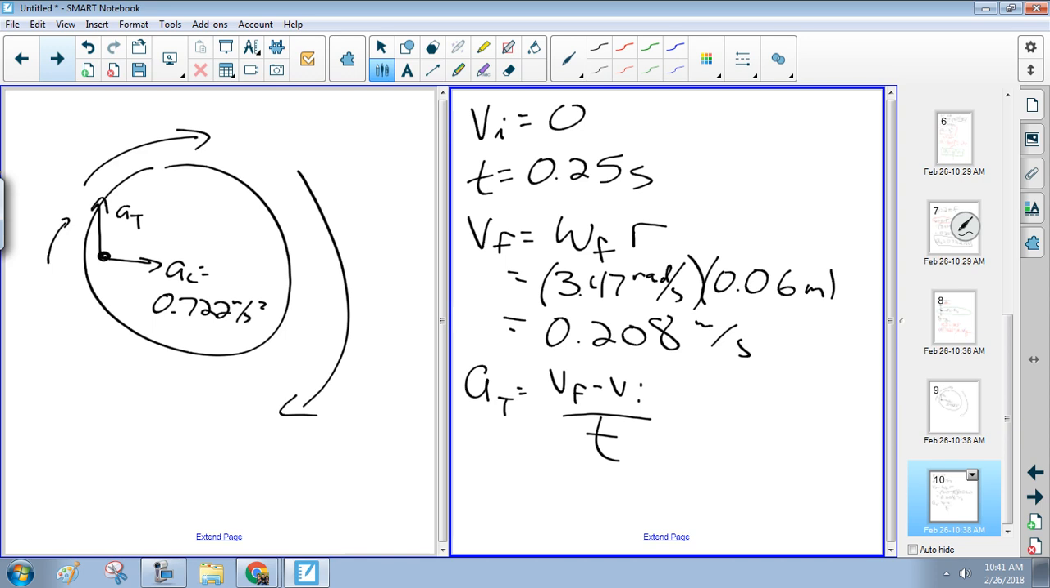So do you guys understand what's going on there? There are two types of acceleration, right? The centripetal acceleration is measuring how quickly the direction is changing at that moment. And this tangential acceleration that I'm finding out right now is a measure of how quickly the speed is changing at that moment. So if you figure this out, you're going to get 0.832 meters per second squared. Follow?